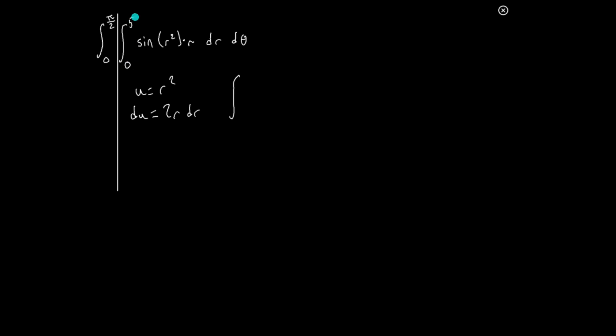So we plug our lower and upper bounds into our equation for u, right? We plug them in as r. So 0 squared is 0. 5 squared is 25, right? And then we have sine of u times r, right? And dr is equal to what? Well, let's solve for dr down here. This equation turns into dr equals du over 2r. Okay, so let's replace that in here, times du over 2r.